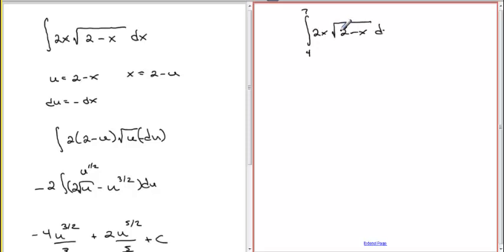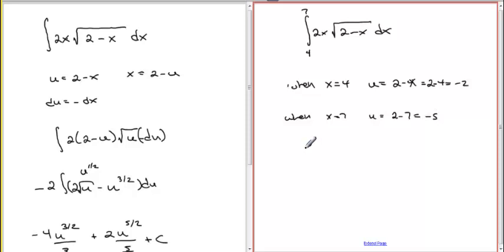The only difference between the indefinite integral and the definite integral is that I would redefine my limits. So when x equals 4, u is equal to 2 minus x, or 2 minus 4, which is negative 2, and for the upper limit 7, u is equal to 2 minus 7, which is negative 5. So when I get down to this substitution part, I'm going to change the limits from 4 to negative 2 and from 7 to negative 5.